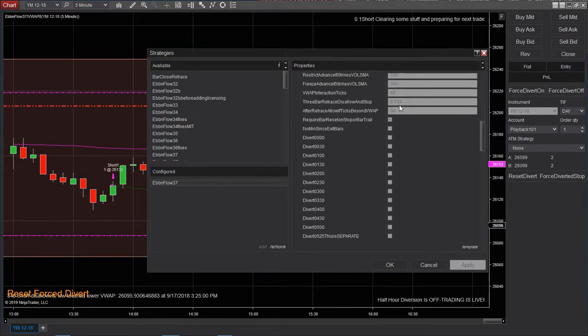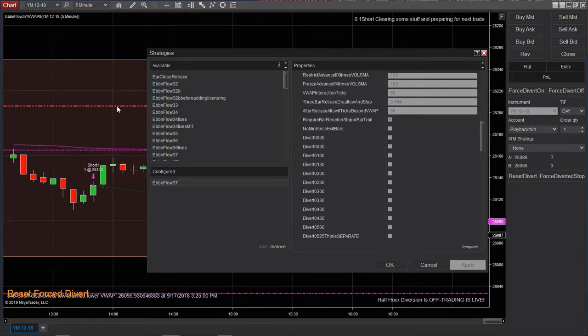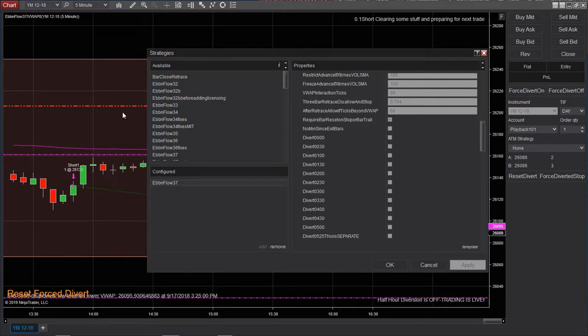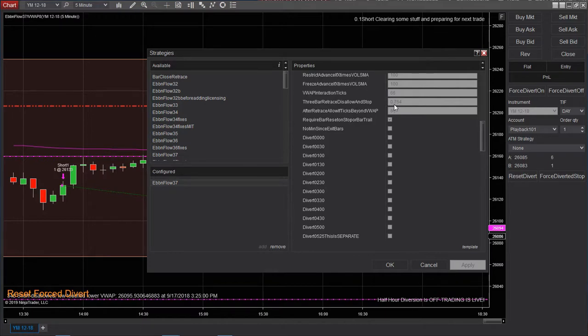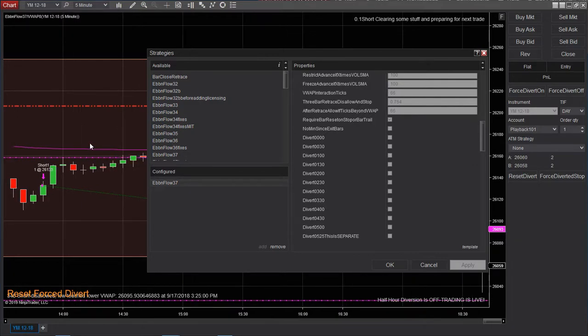So here you can see the 0.764 for the 3-bar retrace disallow and stop. By the way, if you're stuck in a trade and it trades above the orange line, it closes above the orange line, you'll also get stopped out using this. Okay, it's just sort of a built-in alternate stop that is very effective with this volatility strategy.